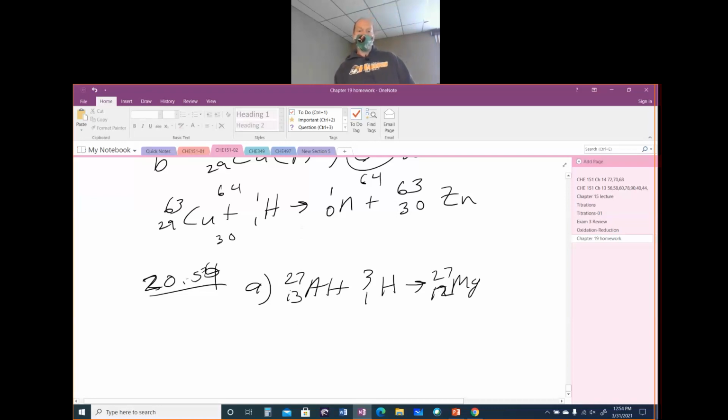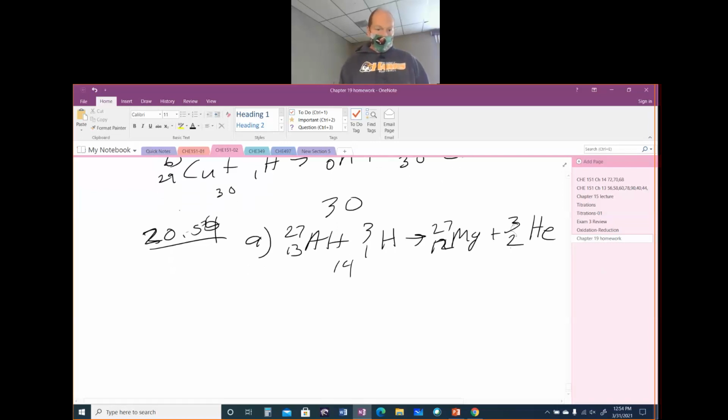All right, so on top, we're going to have 27 plus 3, that's 30. On bottom, we have 13 and 1, that is 14. Here we have 12, so we need 2. And 2, atomic number, go to the periodic table, that is helium. That is not an alpha particle. An alpha particle is a helium-4.